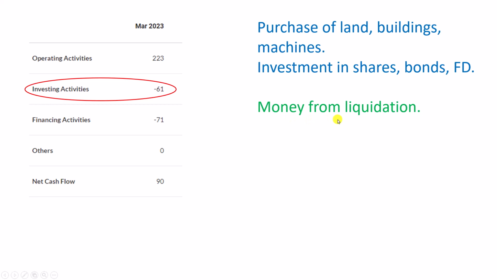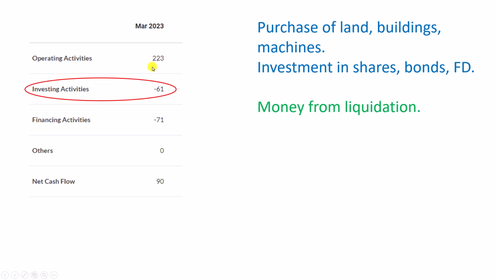Same way, if the company had bought shares of various companies, or if it had bought land somewhere and now it had sold, then money would be coming to the company. So this would be plus. This is minus, this is plus. So this minus this would be this. And here we have minus 61, meaning this is more and this is less.